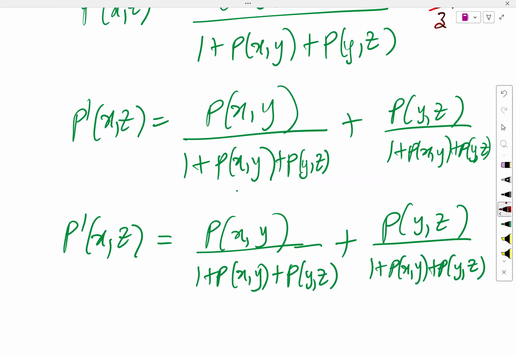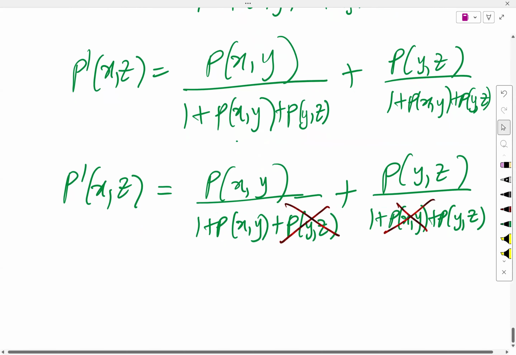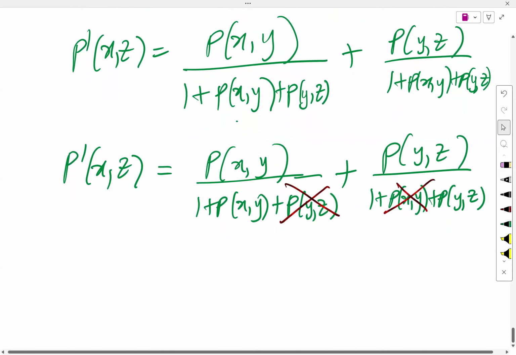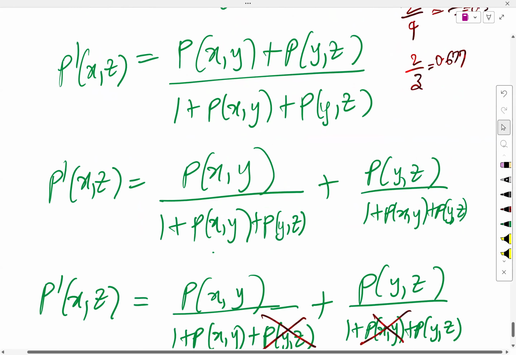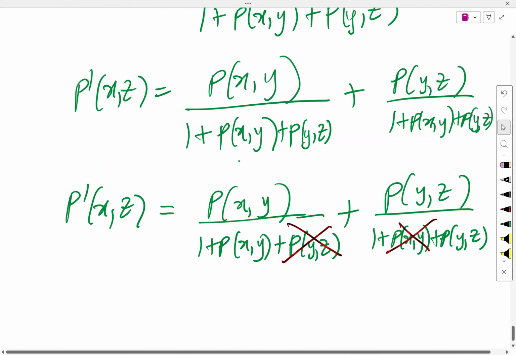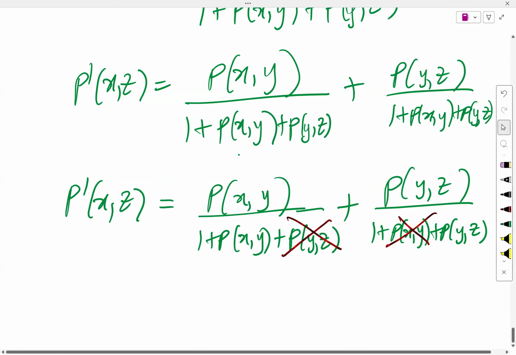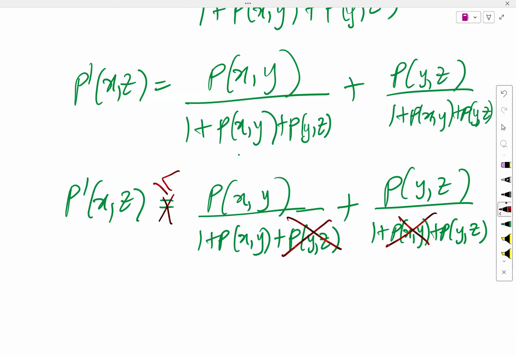Now see what is going to happen here. Because here we have P of X comma Y, we can cross this out. Because here we have P of Y comma Z, we can cross this out. You see that? As you cross this out, it means you are making the bottom smaller, and the values will be bigger. So by doing that, you are going to have less than or equal to.